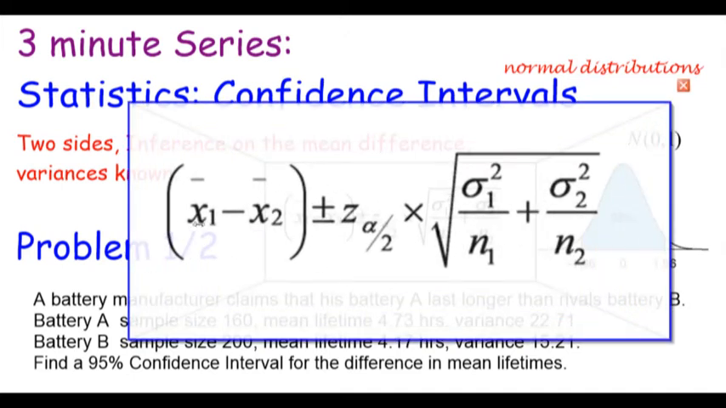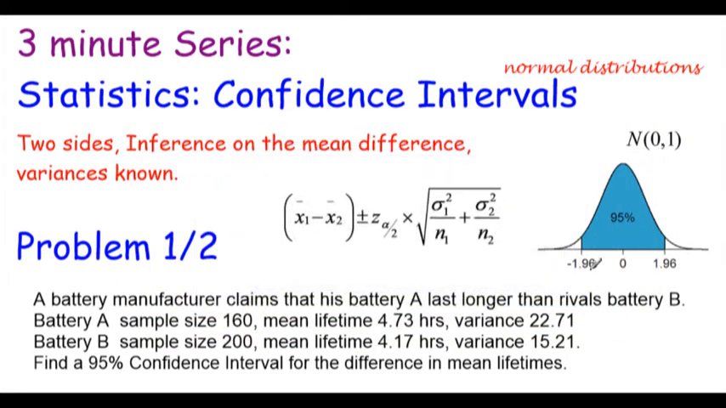You can see here x bar 1, the mean of the first sample, minus the mean of the second sample. So this is the difference in the means of the samples, plus or minus a normal distribution factor, and we've got the variances and sample sizes here, the two different variances. This is a more sophisticated confidence interval, when we actually look at mean differences.